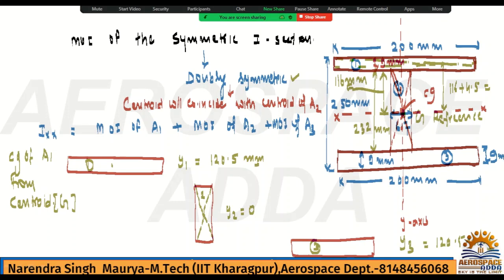Hope this one is clear to all. Another method also I have, but this is the basic one. You just learned it. Again, if you ask, then I will tell you one more method. Now you will calculate Ixx for this.